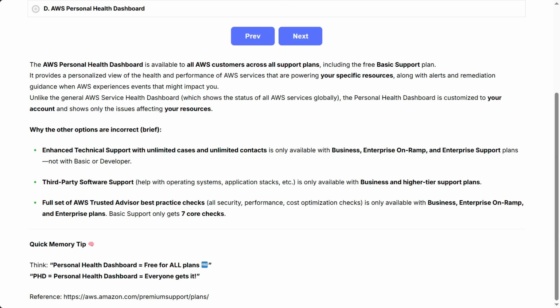Third-party software support, help with operating systems, application stacks, etc., is only available with Business and higher-tier support plans. Full set of AWS Trusted Advisor best practice checks, all security, performance, cost optimization checks, is only available with Business, Enterprise On-Ramp, and Enterprise plans. Basic support only gets 7 core checks. Quick memory tip, think, Personal Health Dashboard, free for all plans. PHD, Personal Health Dashboard, everyone gets it.